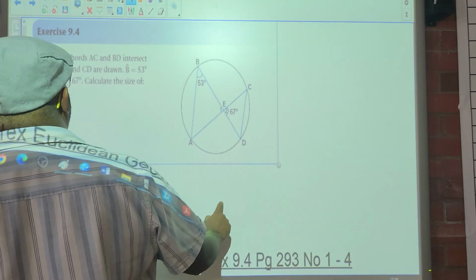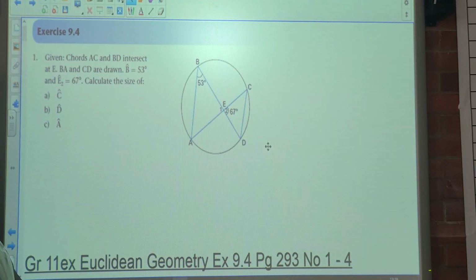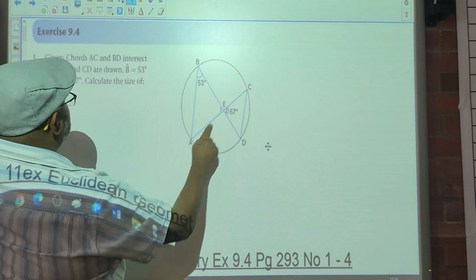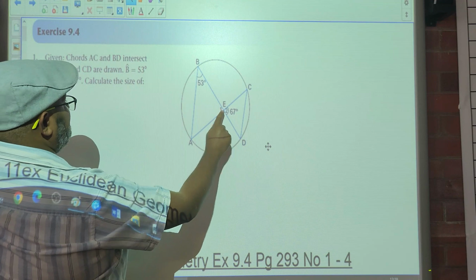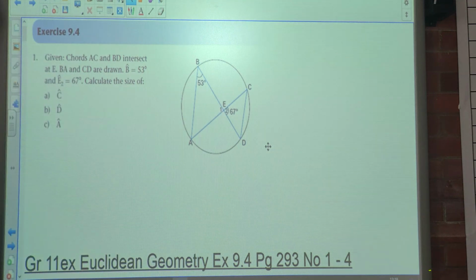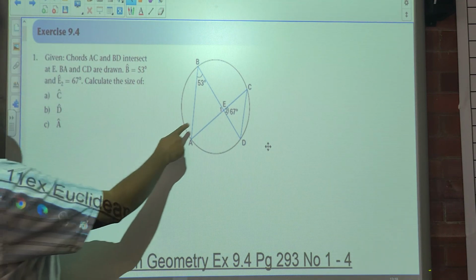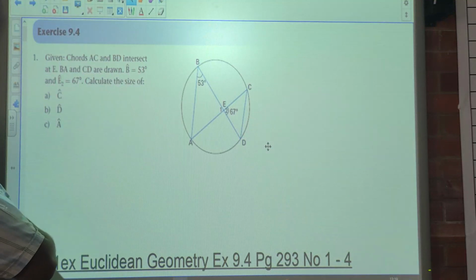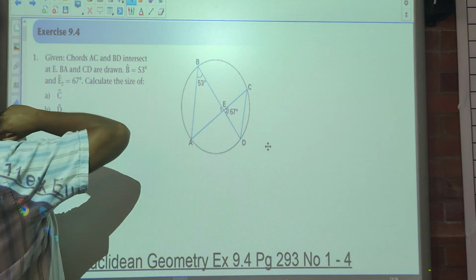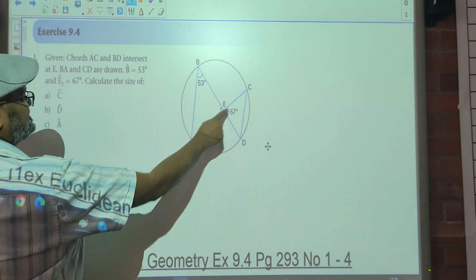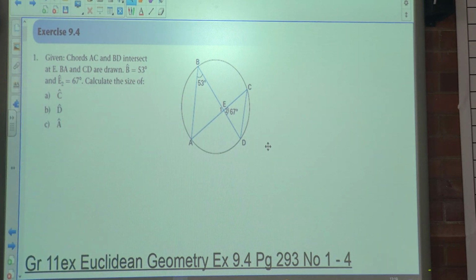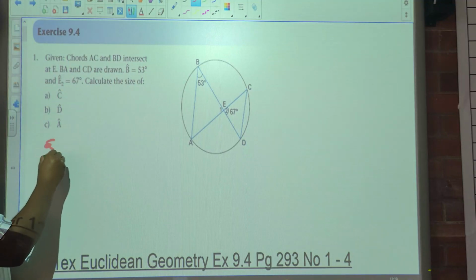Right, in 9.4 we're given chords AC and BD intersect at E. Then we are told that BA and CD are drawn. Angle B is 53 degrees and angle E2 is 67 degrees. Calculate the size of angle C.